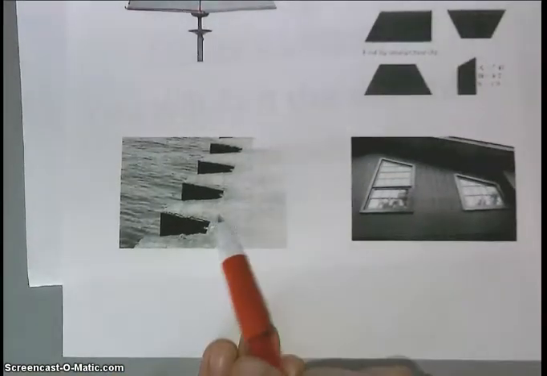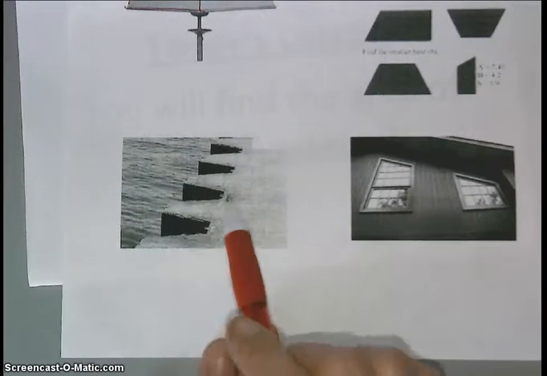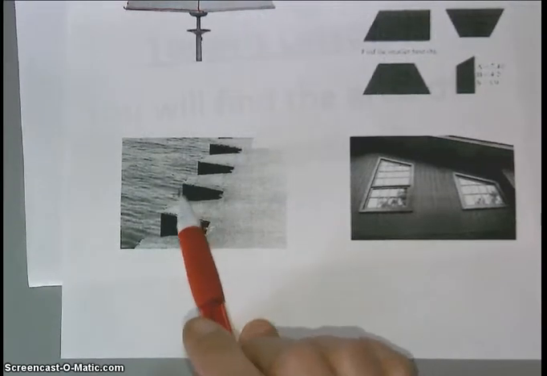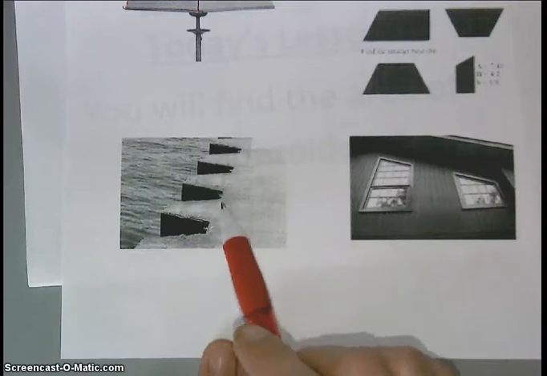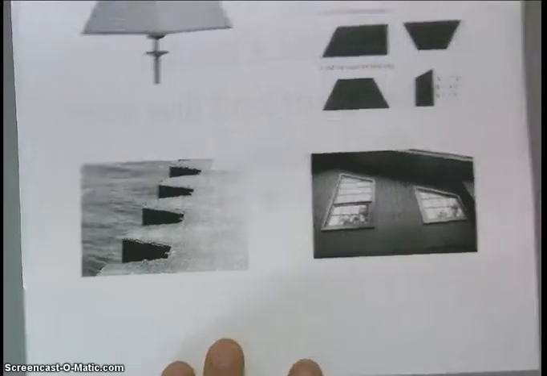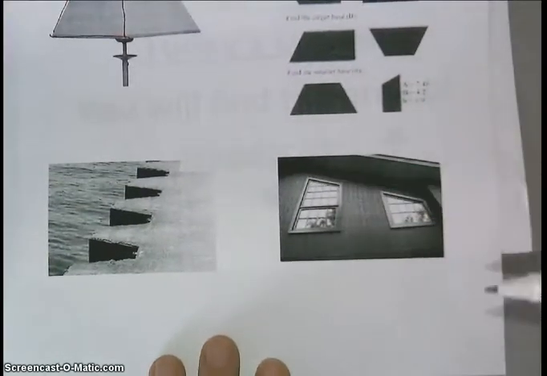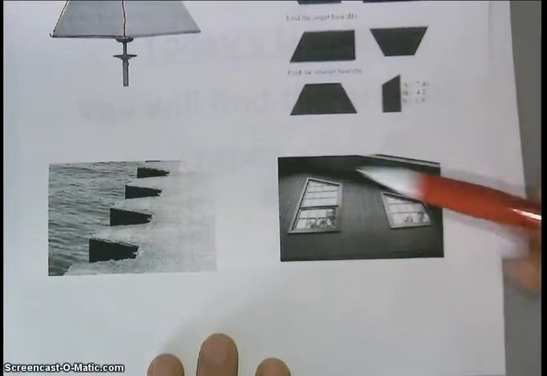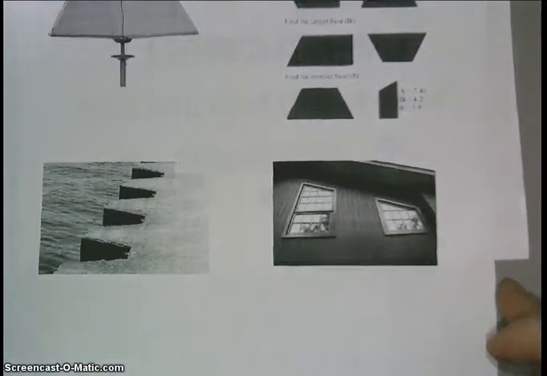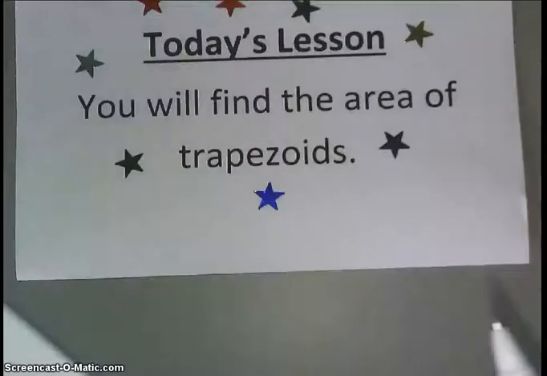And if you ever go walking on the pier, you should see little divots in the pier. If you were to mold it or put rope around it or something, it would form a trapezoid right there. And then this is just a picture of a house with some mirrors or some windows that are also in the shape of a trapezoid. So just some images of trapezoids for you to look at.